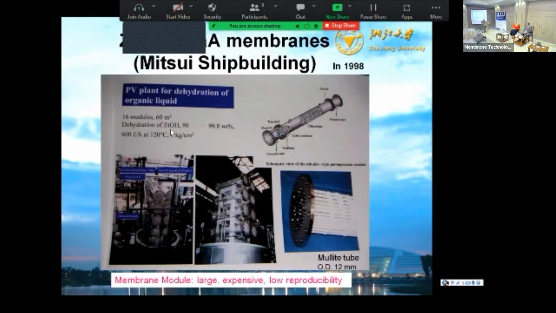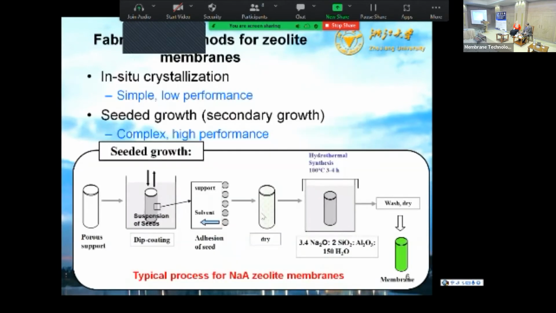Actually, a Japanese company, Mitsui Shipbuilding, has already commercialized zeolite A membranes in 1998, but the membrane module is large and expensive, and the reproducibility is low. So it is important to develop new fabrication methods for zeolite membrane preparation.